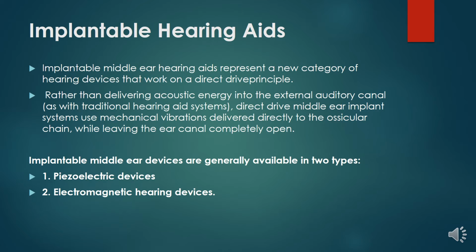In those cases, we were seeing that the ear canal, external ear and cochlea all have been used. But in implantable hearing aids, vibrations go directly to the ossicular chain. Implantable middle ear devices are generally available in two types: piezoelectric devices and electromagnetic hearing devices.